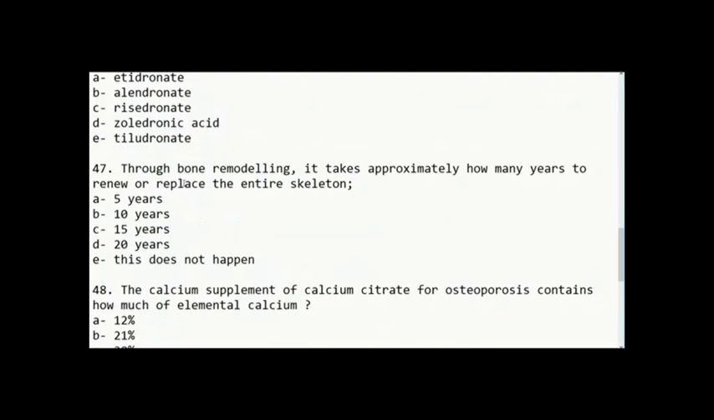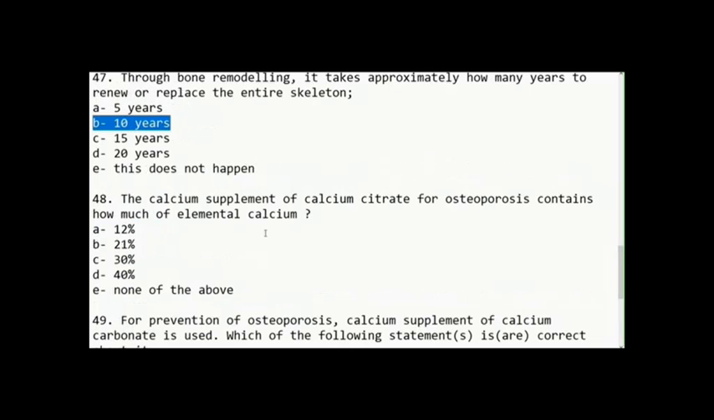Now the seventh MCQ, through bone remodeling, it takes approximately how many years to renew or replace the entire skeleton? So we are given these options: 5 years, 10 years, 15, 20 years. Now in this case it takes approximately 10 years to renew or replace the entire skeleton through bone remodeling. So now we know the correct option, that is B.